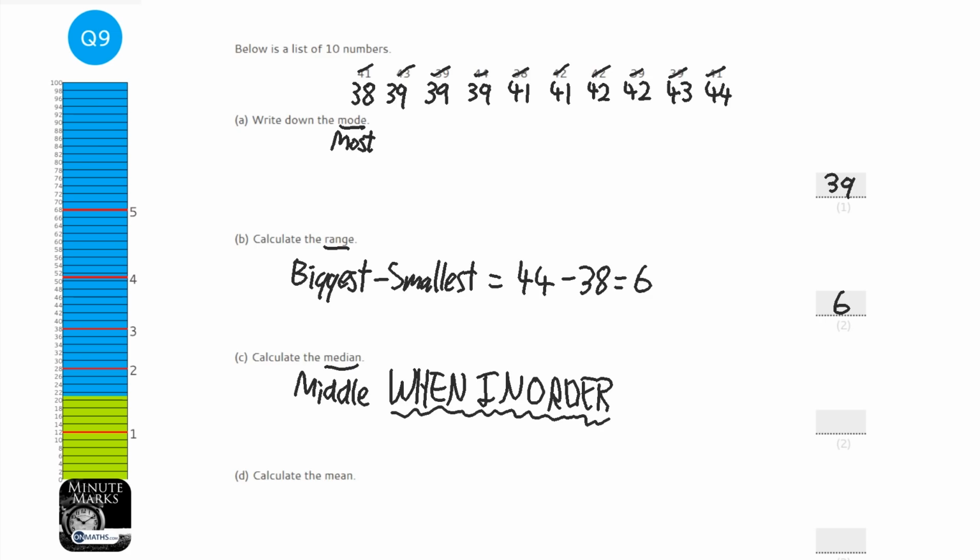You have to put them in order of size first, okay? And what you do is you cross out one from both sides, then another one from both sides, then another one from both sides, then another, until you're left with 1 or 2 in the middle. Now if you're left with 2 in the middle, then you add them together and halve it. Or find the number that's halfway between the two. Now if they're both 41, the median will be 41. If you think about it, 41 times 2 is 82, and then halve it, it's going to be 41.